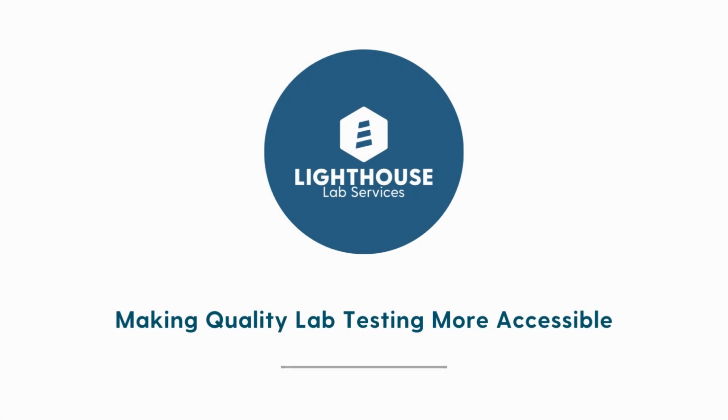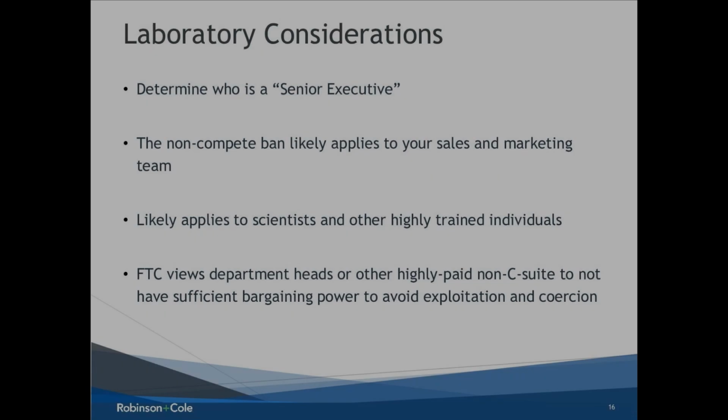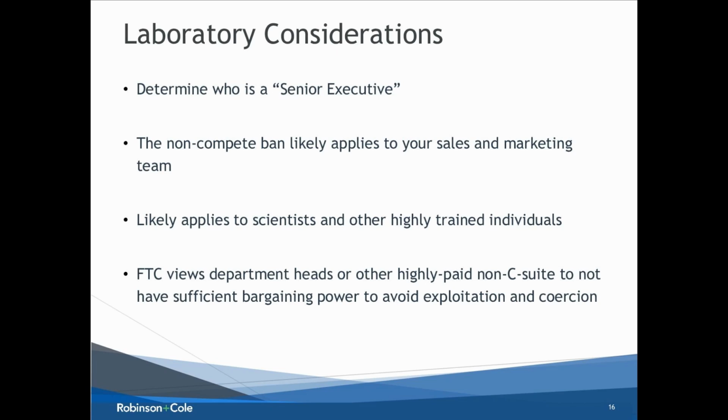So, what you guys all are probably waiting for is how does this impact the laboratory? First and foremost, you really need to determine who is a senior executive. The commentary of the rule spent a lot of time talking about senior executives and what this means. They carved out the definition, as Les talked about, with a certain salary threshold, but also with policymaking authority. But what does policymaking authority mean? The commentary sheds some light on this.